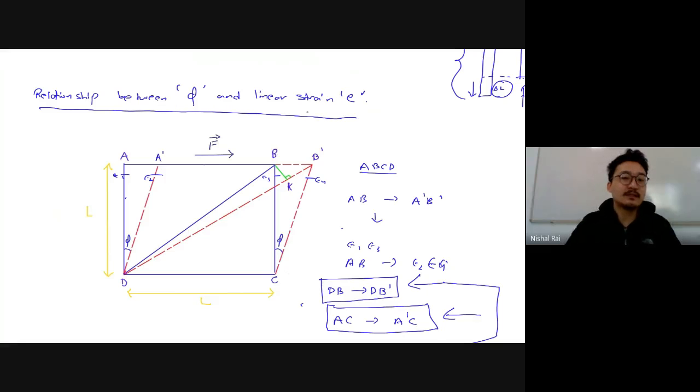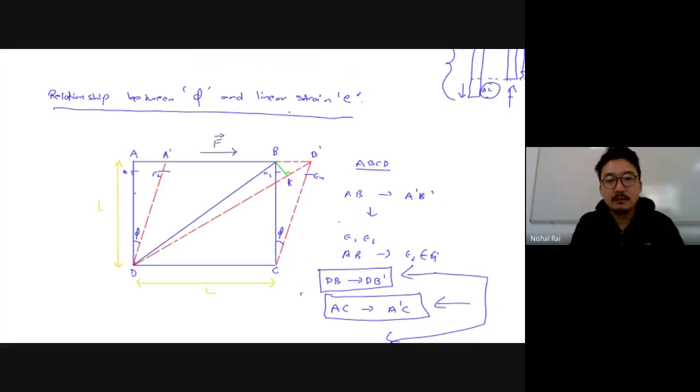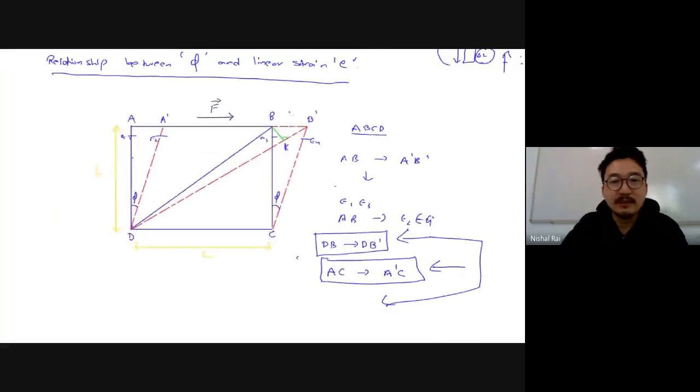Now the question is very simple. Now you have to somehow find a relationship between E and phi. Basically, the whole idea is E, you can directly know. What is E? Del L by L, roughly. Change in dimension, or basically it is dB prime minus dB. Change in dimension is that much.